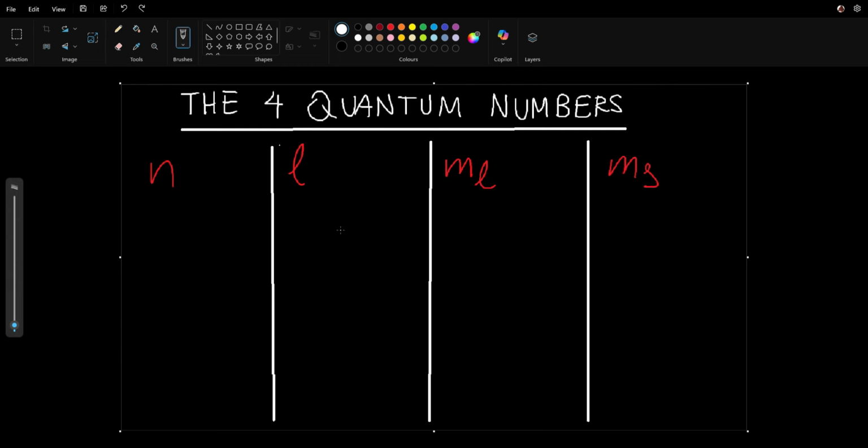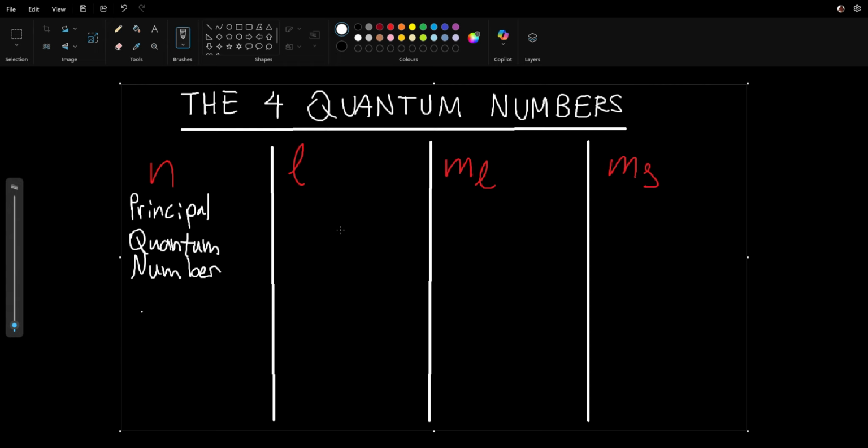So we can see here that there's four letters. Each one of these letters represents a specific attribute of an atom in the way that it's kind of arranged. So we're going to be starting with N here. N on the far left is known as our principal quantum number.